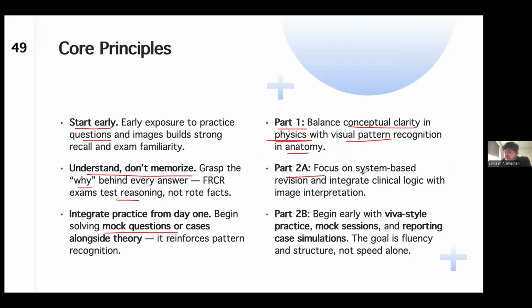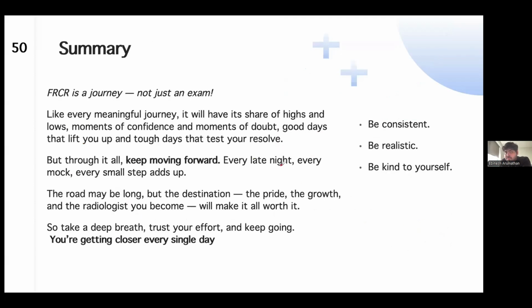For part 2A, you'll need systematic reading, and you'll accumulate a lot of knowledge with 2A. And for 2B, I would say begin with Viva practice, and then go into the reporting components of it. Because Viva is the most difficult, and preparing for Viva prepares you for short cases and long cases as well. So I would summarize that FRCR is not just an exam, it is a journey.